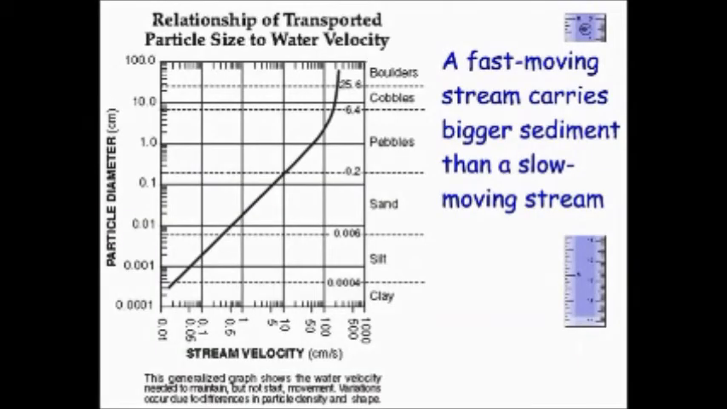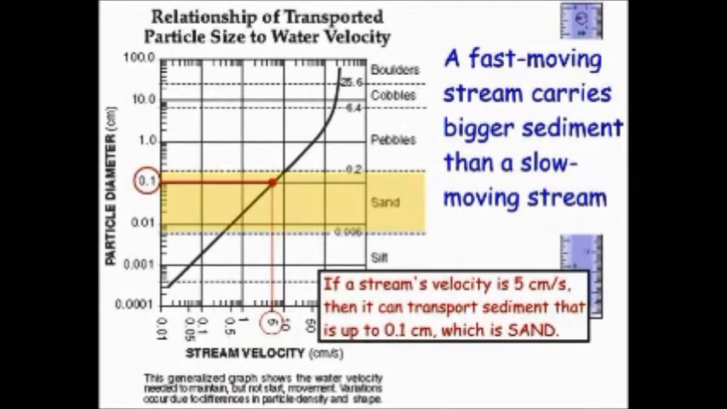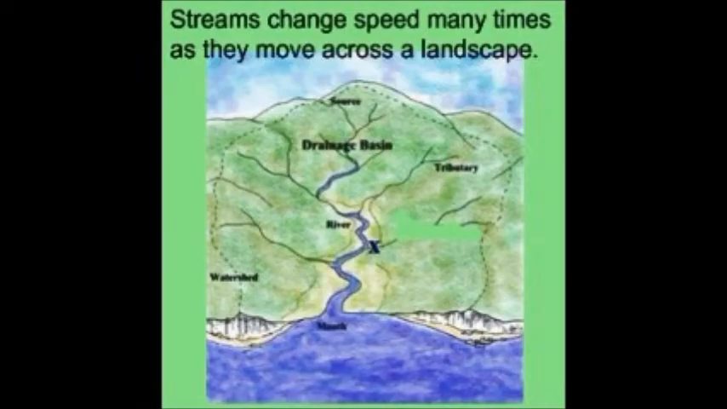Completing this chart from page 6, you can see that if we pick a velocity, let's say 5 centimeters per second, you follow that line up to where it meets the curved black line, and then you follow that over to the left, and you can see that this could move a sediment that is up to 0.1 centimeters, and that's in the category of sand.